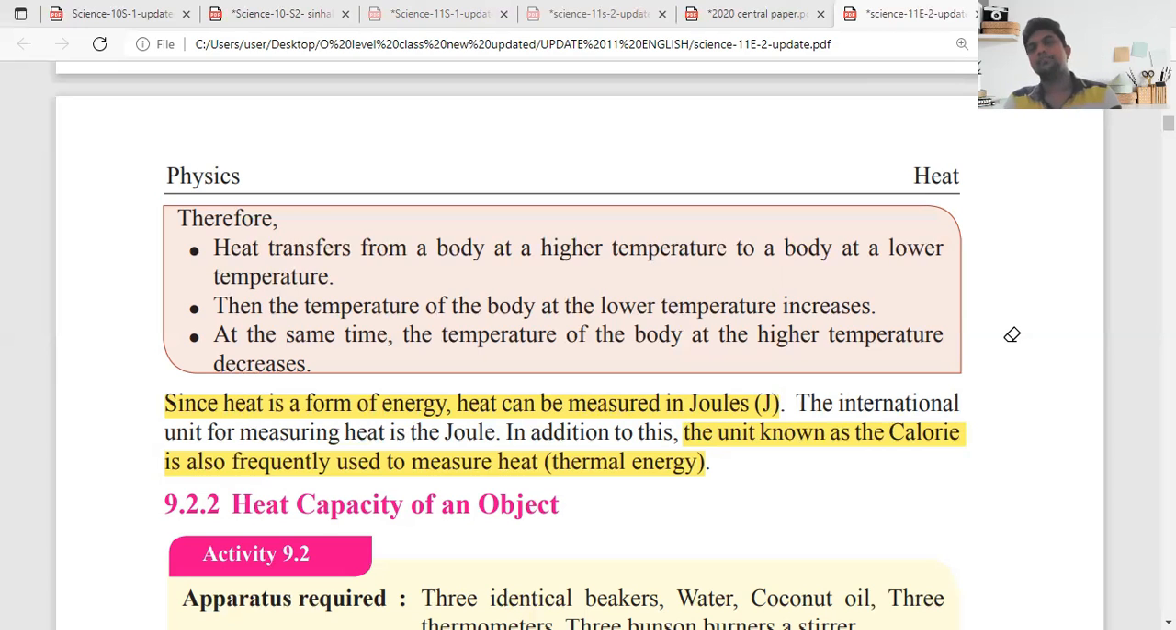At the same time, third one, the temperature of the body at higher temperature decreases.